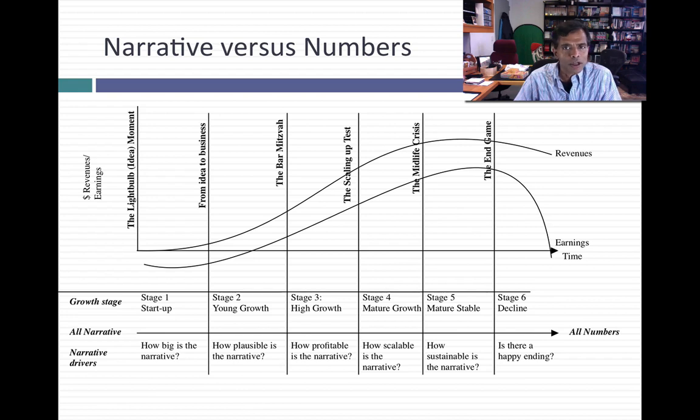So founders and entrepreneurs need to be good storytellers, and the story needs to be gripping, big, and potentially lucrative.